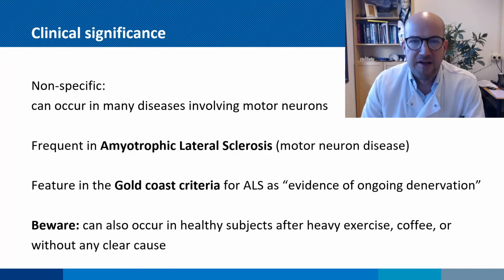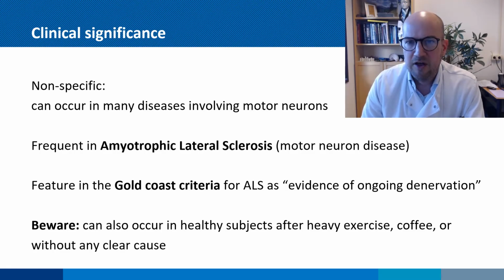Fasciculations can occur in any disease that affects the motor neuron, including radiculopathies, plexopathies, and neuropathies. However, they are most commonly associated with ALS, a disease in which they can be quite prominent. In fact, fasciculations are featured in the Gold Coast criteria for ALS, in which they can be considered as evidence of ongoing denervation. However, it's extremely important to note that they are a highly unspecific finding.